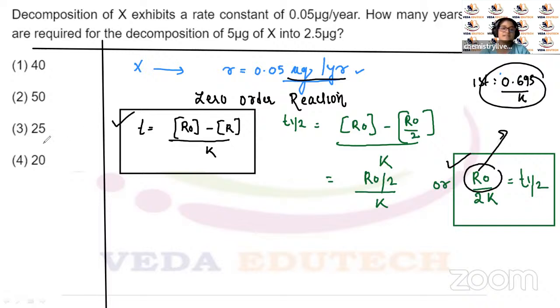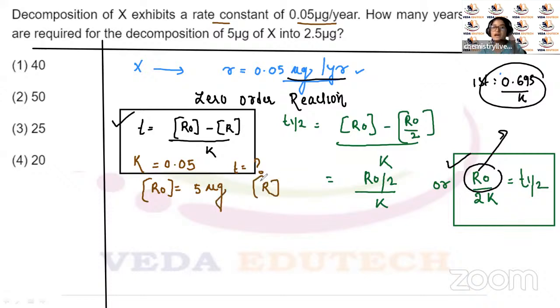Okay, children, let us discuss what is being talked about here. If we see here, we have R naught minus R by K. Is there something given? Yes, the rate constant is given to us here. That means the value of K is given as 0.05. T is being asked. Now the initial concentration is given, and that is 5 micrograms. Decomposed into that much means after a certain time T, 5 has become 2.5. So R is 2.5. Now can we find T?